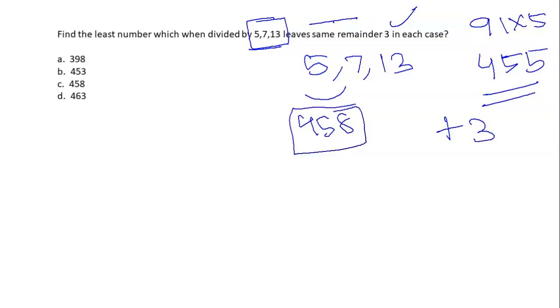458 divided by 13 also gives you 3 as the remainder. So either option works. This is how you do it: just take the LCM and check if this number gives you the option. So the answer is 458.